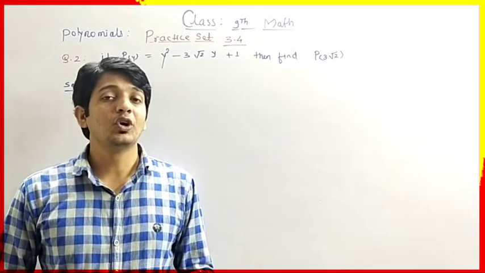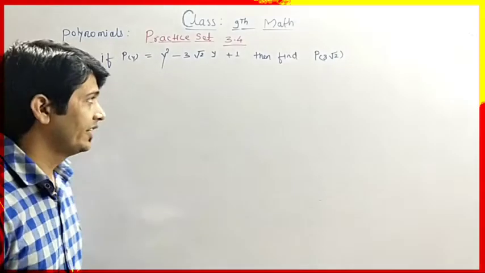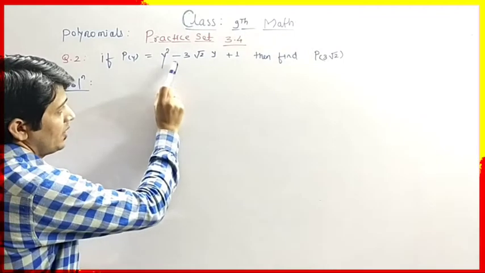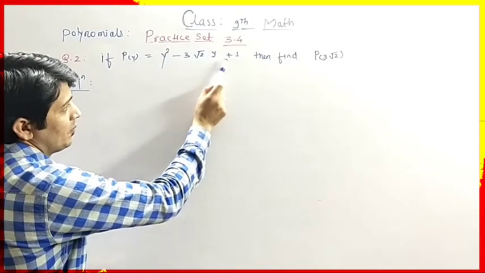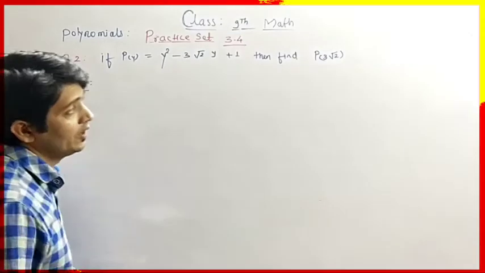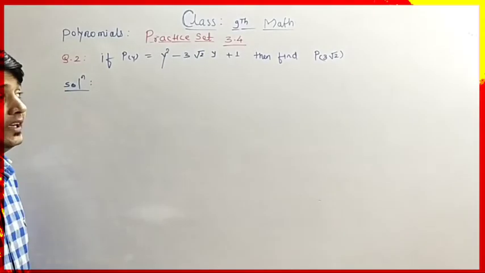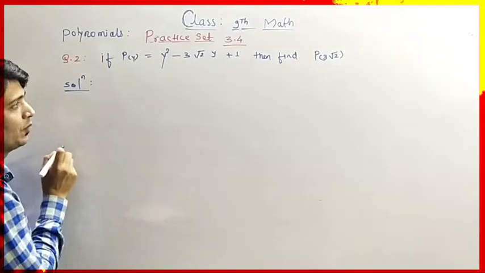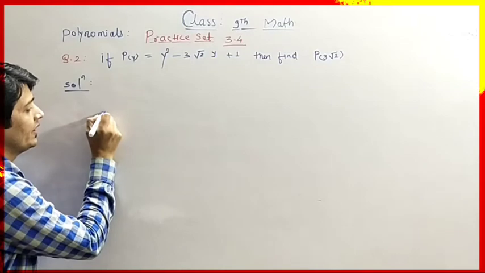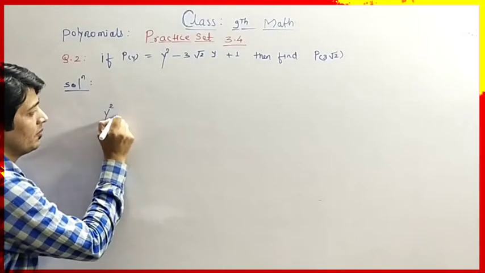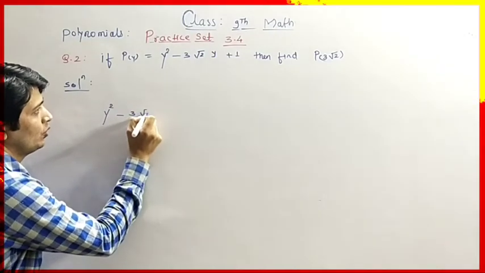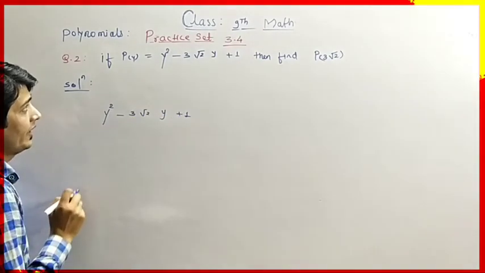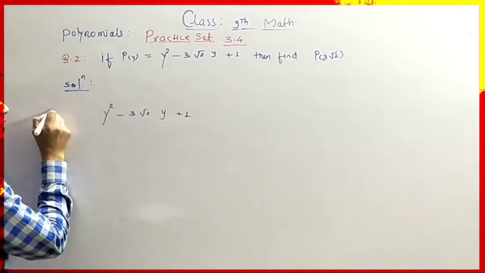So now we are going to solve the second problem. The second problem says, if p(y) equals y square minus 3 root 2 of y plus 1, then find p(3 root 2). First we have to write the polynomial. The polynomial is y square minus 3 root 2 of y plus 1, and it equals p(y).